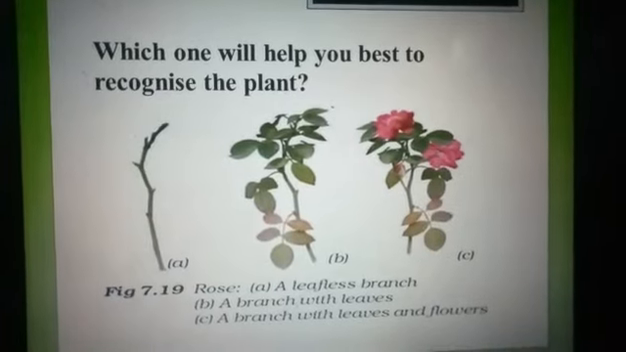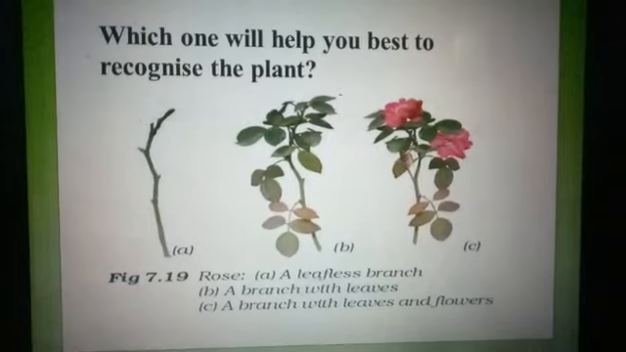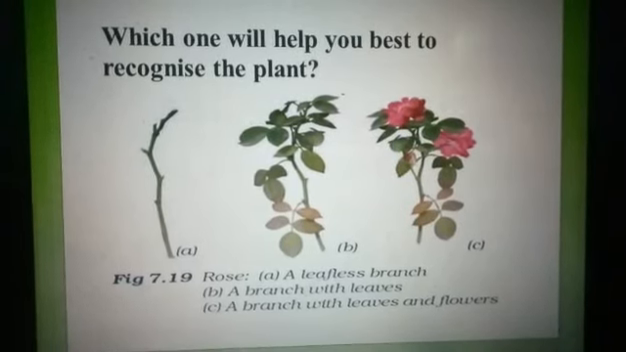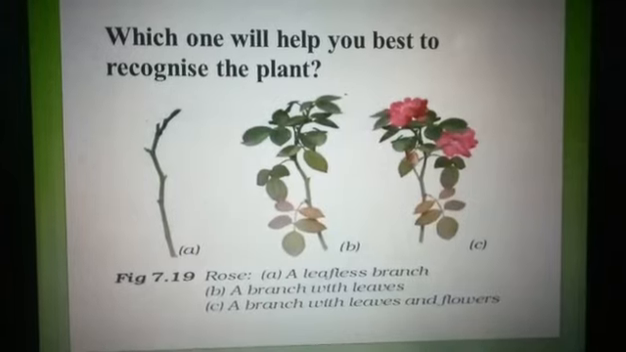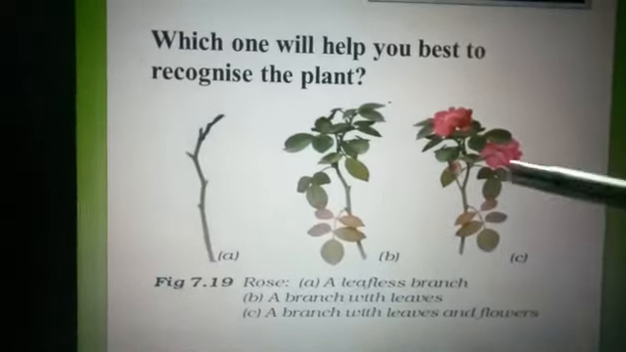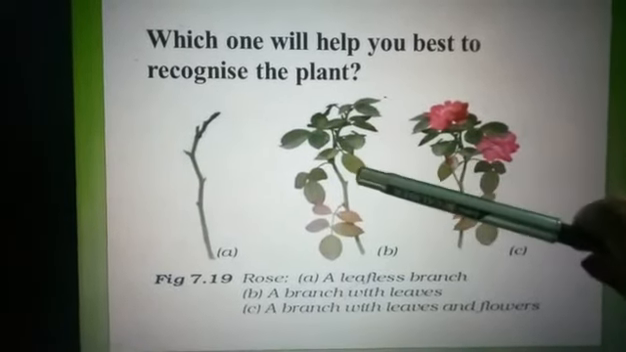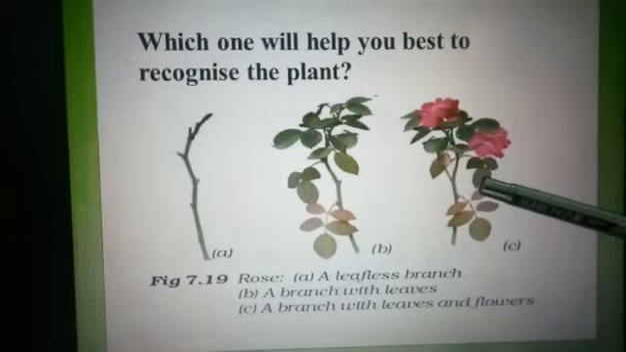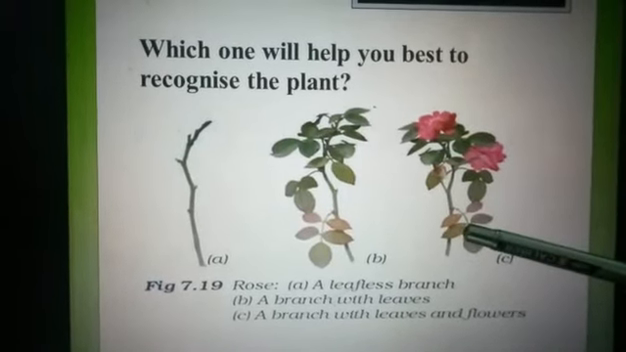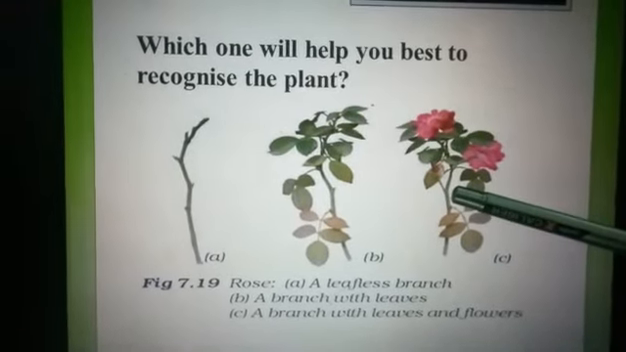Let's look at how beautiful this slide is. You're observing a total of 3 figures. Number one is a leafless branch. This branch is without leaves and without flowers, right? In the second one, you have a branch with leaves. It has so many leaves, right? And in the last one, a branch with leaves and flowers. So it has leaves, it has flowers, and there is the branch also, right?